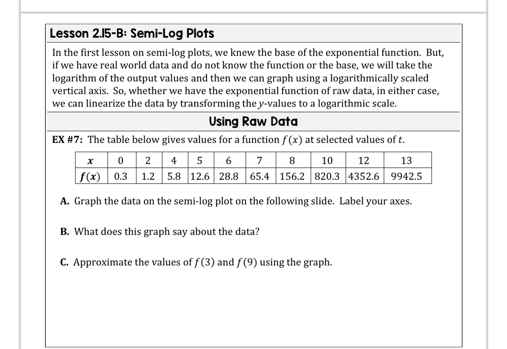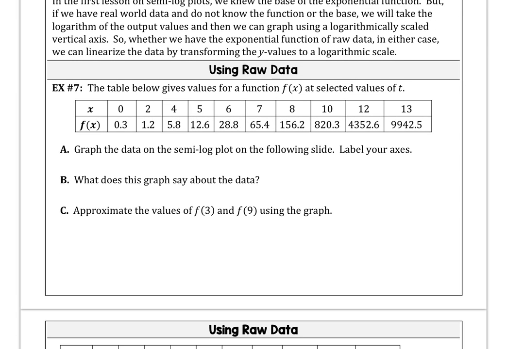For example 7, the table gives the value for a function for selected values of t, which really should say x. That's not a t in our table. And we want to graph the data on the semi-log plot, label the axis, and decide what the graph says about the data. Then we want to approximate the values for f of 3 and f of 9 just by using the graph.